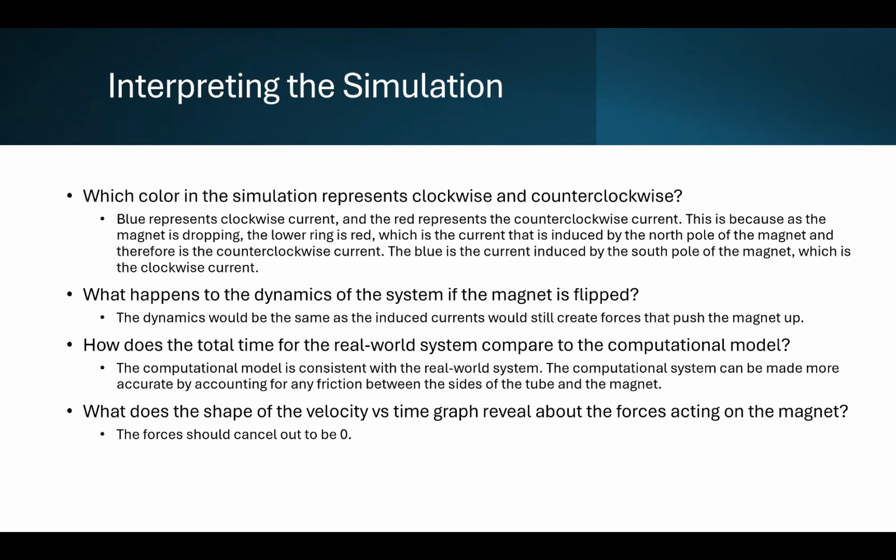And what does the shape of the velocity versus time graph reveal about the forces acting on the magnet? It reveals that the forces should cancel out to be zero, but obviously, since this magnet isn't as strong, the force wasn't completely canceled.